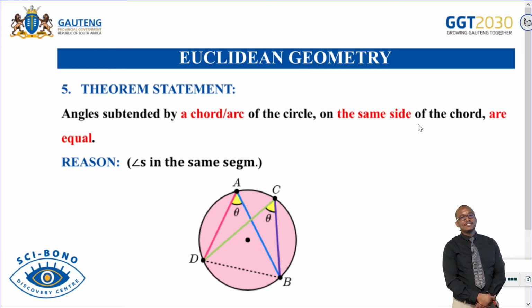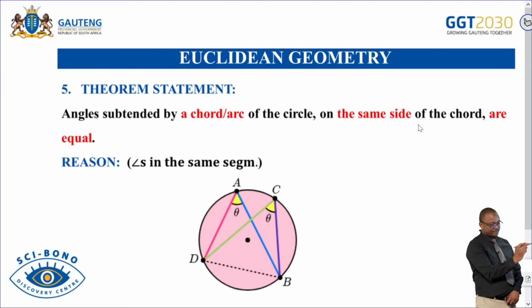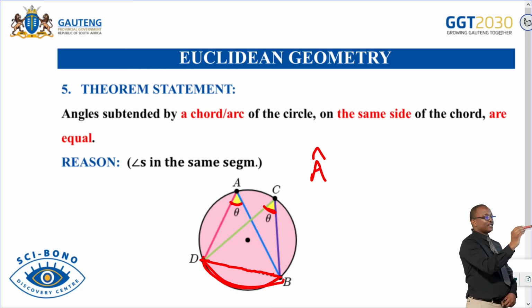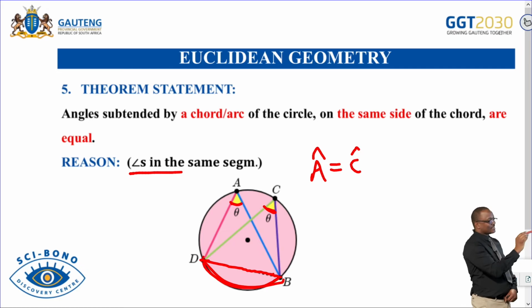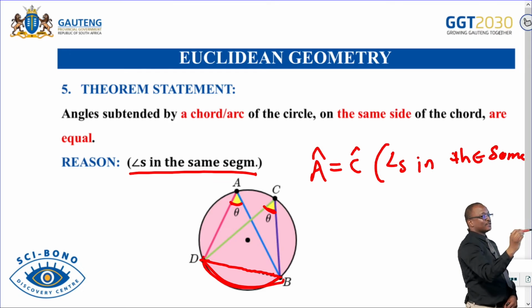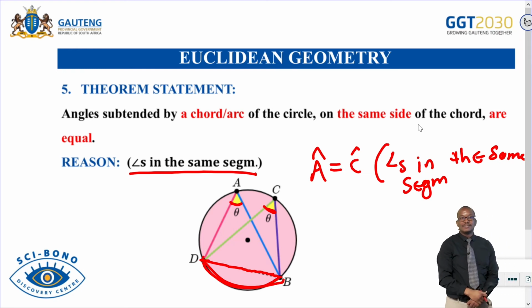Correct. So now we go to our theorem 4, which states as follows. Angles subtended by a chord or arc of the circle on the same side of the chord are equal. So now we have our chord there, or we can say we have our arc there. Those angles that are subtended by the same arc or chord will be equal. So here we want to say angle A is equal to angle C. Then the reason, how do we reason with this one? We are going to say angles in the same segment. That's how you will reason on that one.